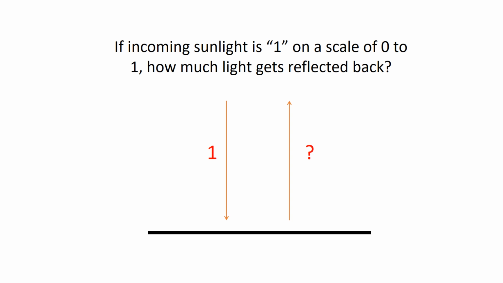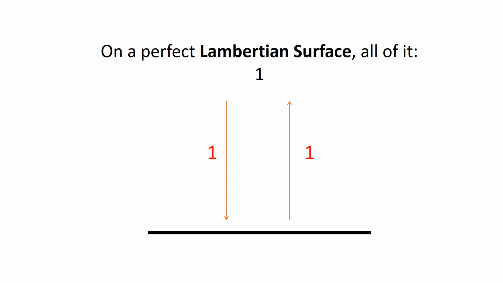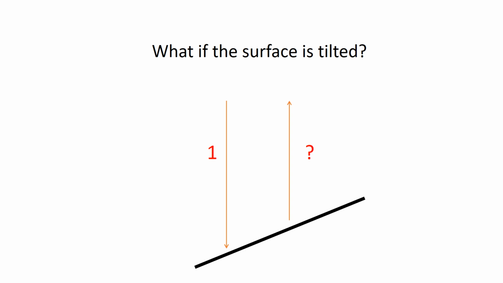So imagine this light source, and it's hitting this, and we say 1 is the full amount of light, so 1 is like 100%, right? How much light would get reflected back? Well, under this Lambertian reflector, all of it, right? So all of this light is coming back. But what if the surface is tilted? So we know, or we can imagine that it's going to be less than 1. And the question is, by how much?